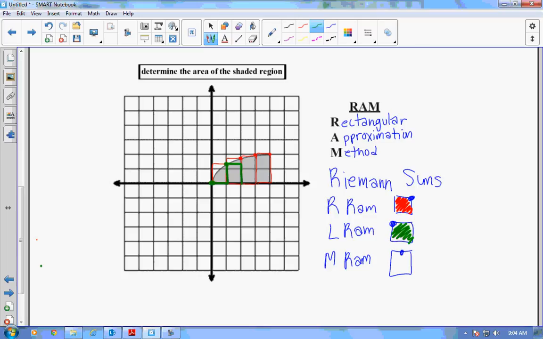So if I do another rectangle with a left endpoint, notice it's actually sharing the same point as the red rectangles, right? But is this one going to be an under approximation or an over approximation? Under, because all these rectangles are actually dipping below the curve. So we have a way to approximate an over approximation and an under approximation.